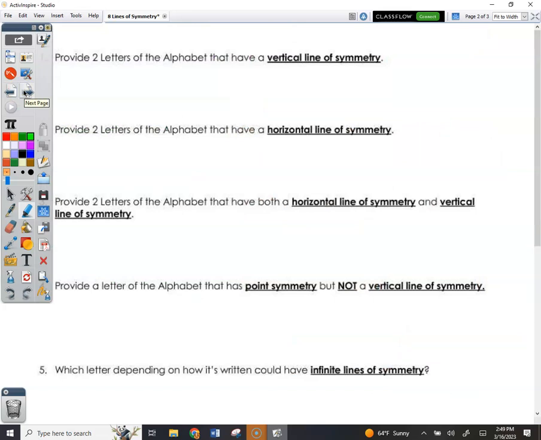Using capital alphabet letters, I want you to answer these questions right here. Capital alphabet letters. Now, I realize some of these, it matters on how you write the letter.